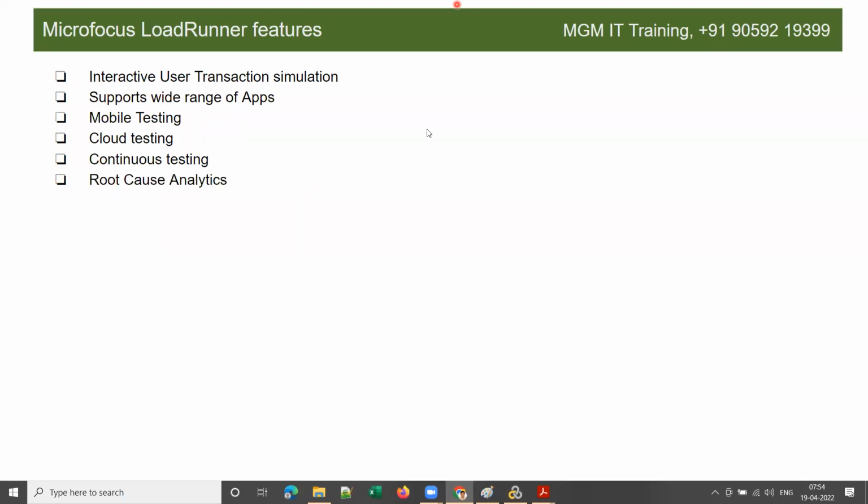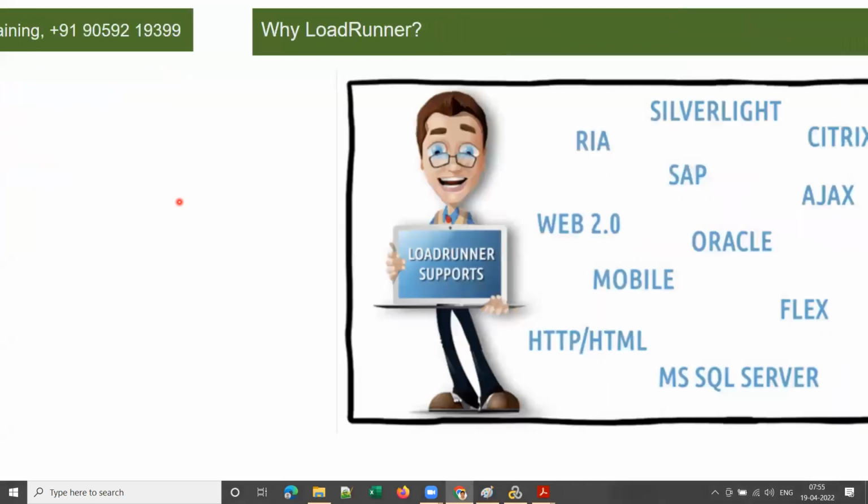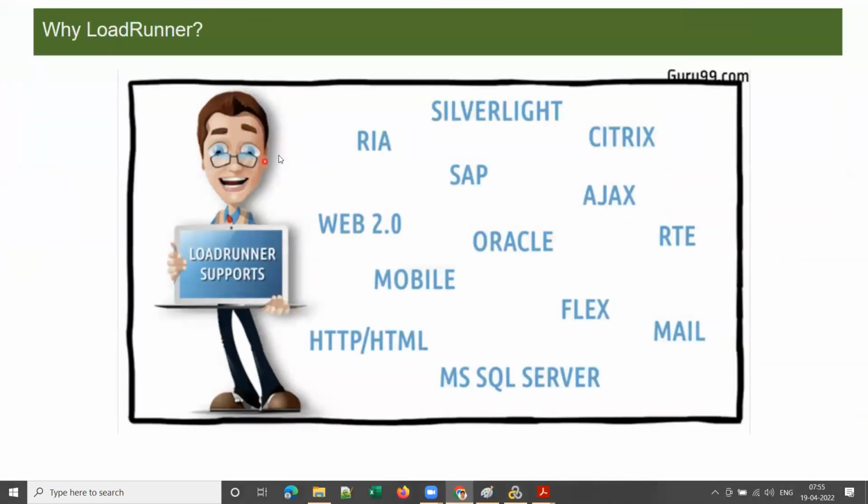And it supports root cause analytics. I'll explain that later, once we complete scripting. Then I will discuss what root cause analytics is. In short, it is called RCA. Whenever we have performance issues, finding the root cause of that performance issue is called root cause analytics.